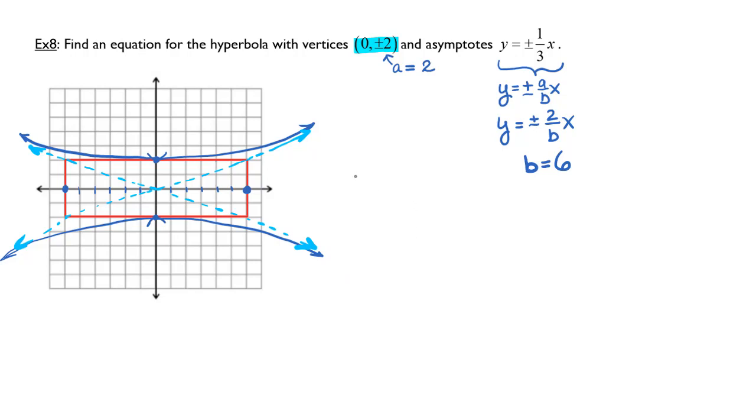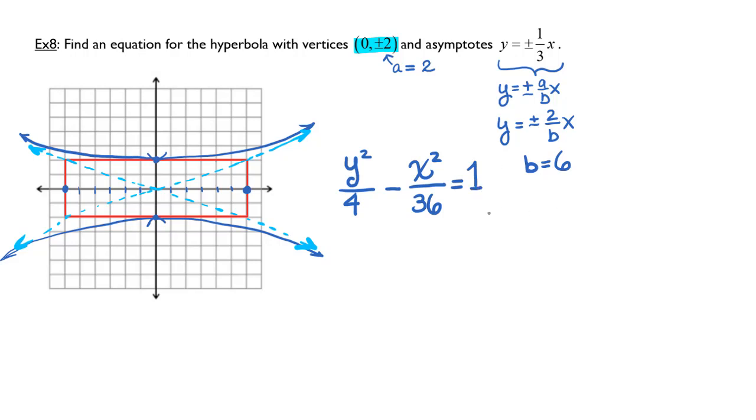If we wanted to write the equation for this, we know that since it's opening upwards and downwards, our equation will have y squared as the numerator of the first term over 4 minus x squared over 36. And that's going to equal 1.